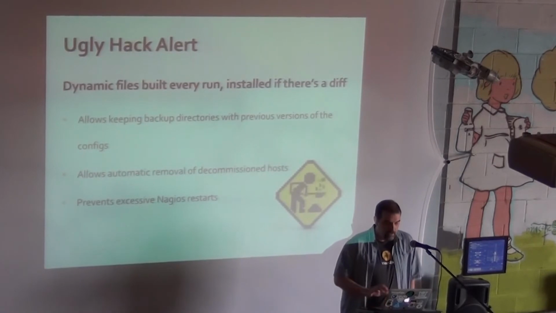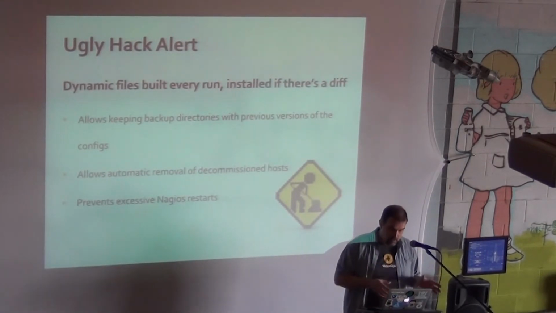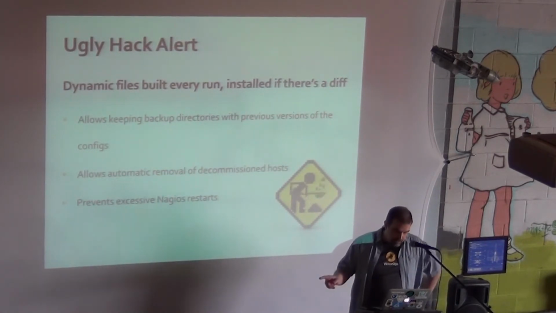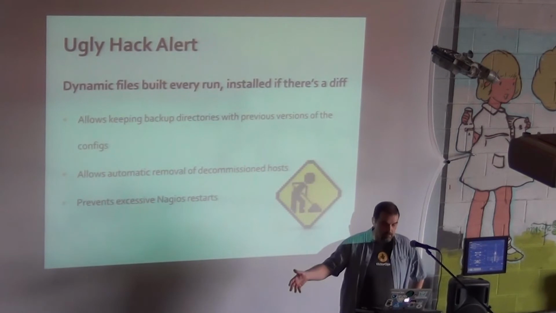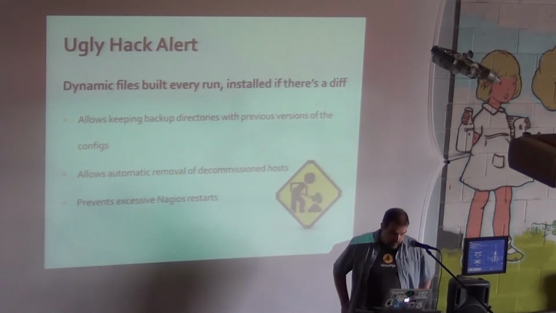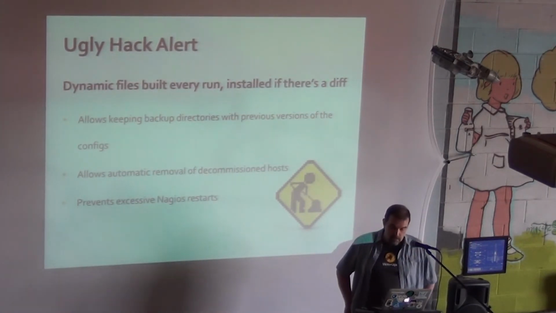So rather than build the Nagios configs in place, my module builds them in a temp directory, compares that to the running config, and only if there's a diff, it will move the configs into place and restart Nagios. The temp directory gets cleared out at every run, so the files will get rebuilt without any hosts or services that have been decommissioned since the last build.